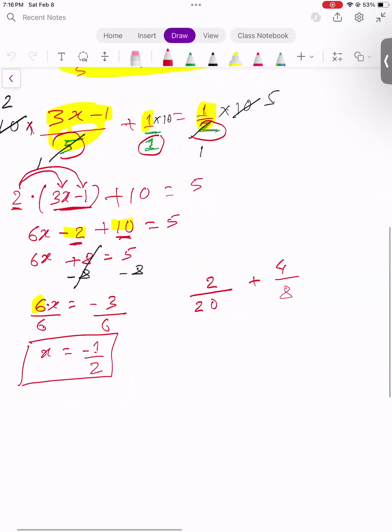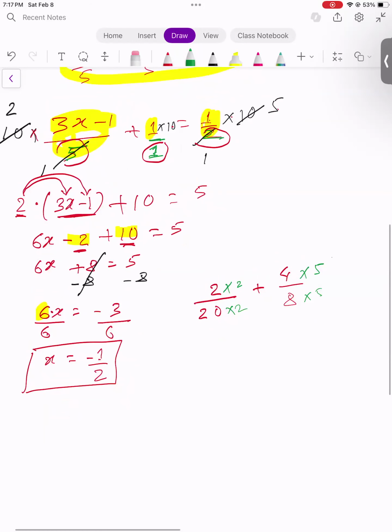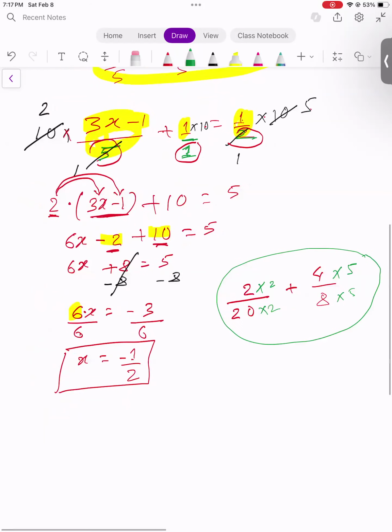Okay, so you multiply both the numerator and denominator by 2 here and by 5 here, right? Yeah, that's what I'm doing, but that would be incorrect, right? No, this is correct. Okay, let me go back to your question. Repeat your question.